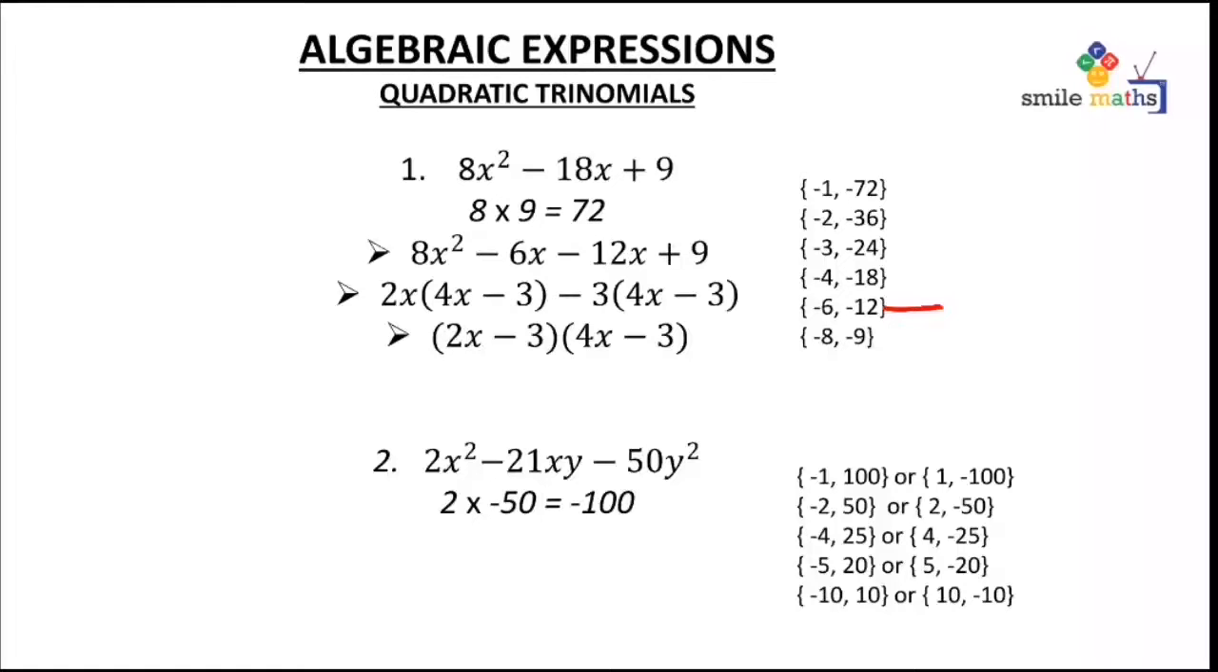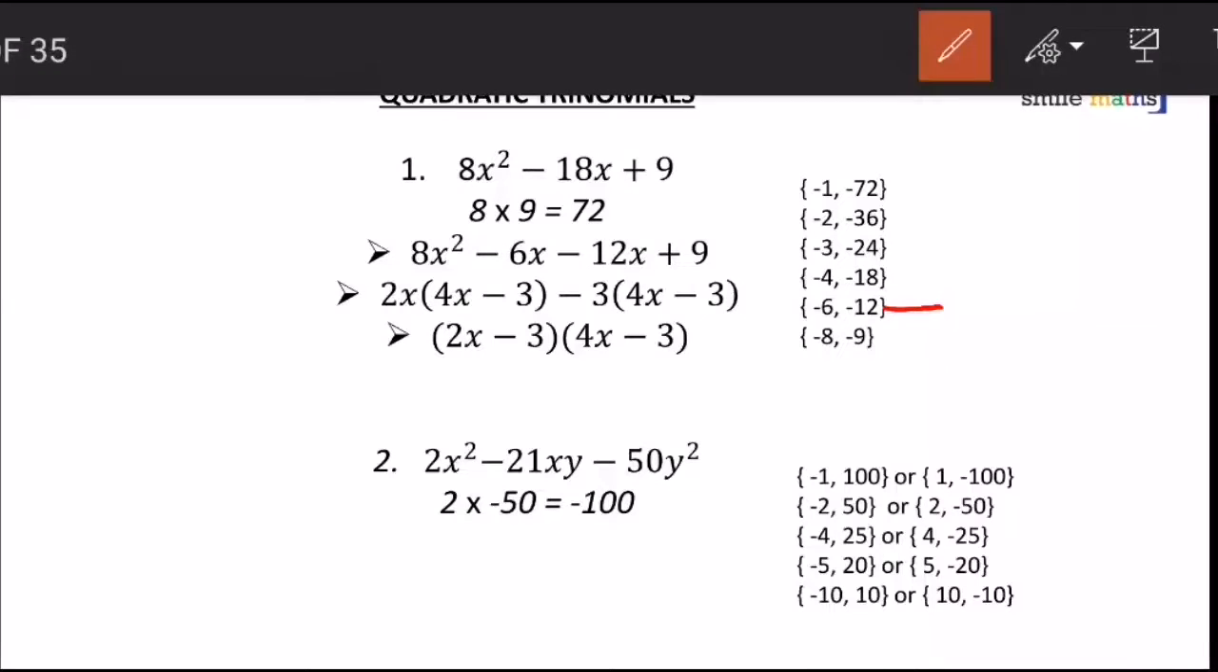And when we look through, you can see that for the third one, negative 4 and 25. When we use that, we have negative 4 times 25 giving us negative 100, alright. But when we do negative 4 plus 25, it gives us positive 21. Likewise, when we use 4 and negative 25, 4 times negative 25 will give us negative 100. But when we do 4 plus negative 25, that gives us negative 21. So our best fit over here is 4 and negative 25.